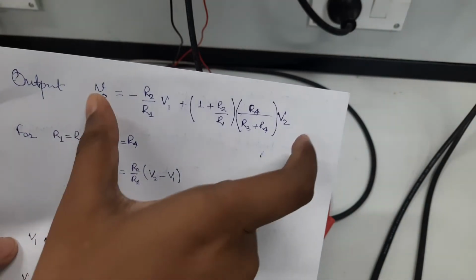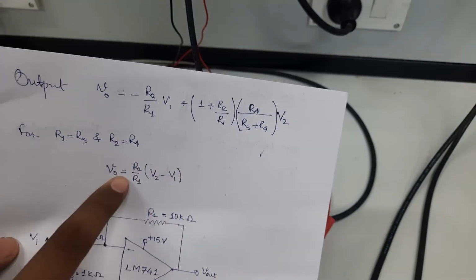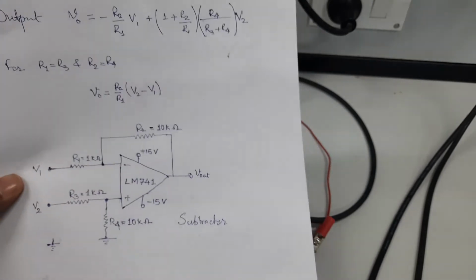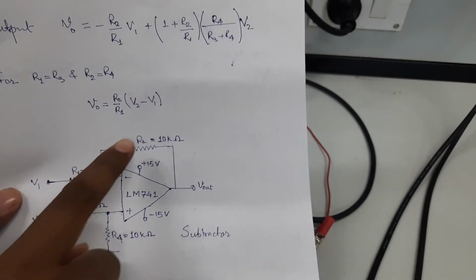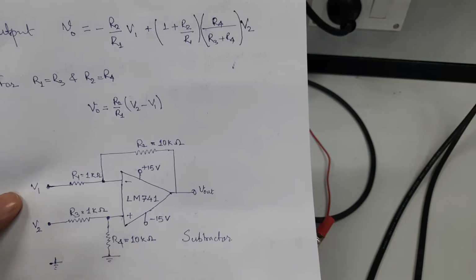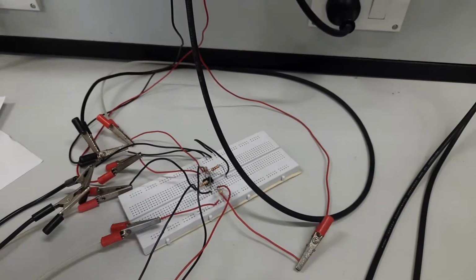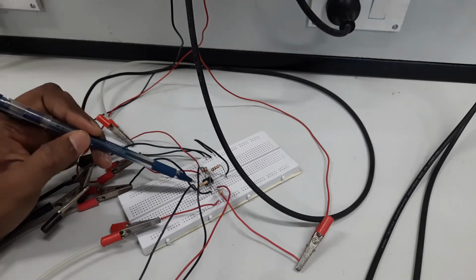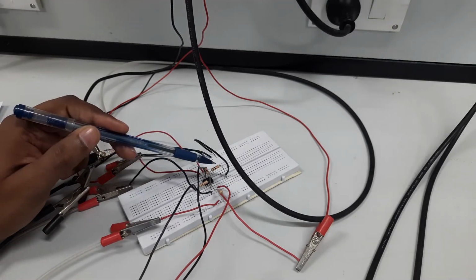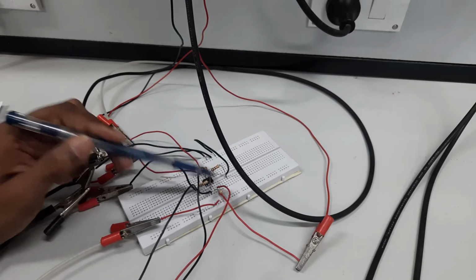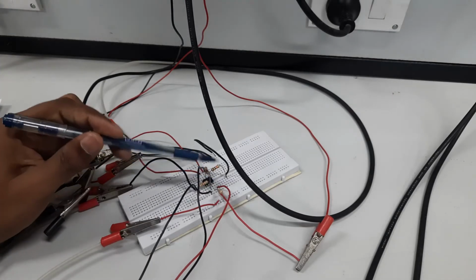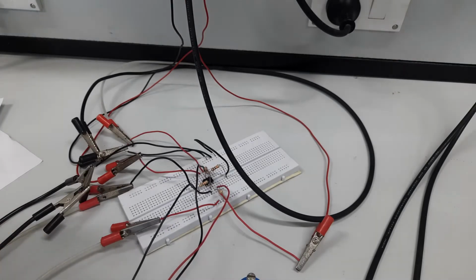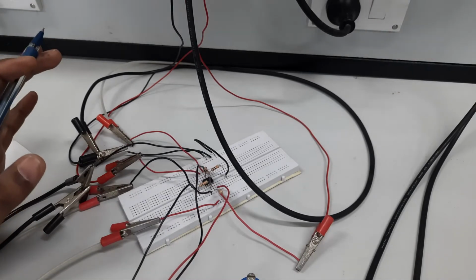For the output voltage, it now becomes Vout equal to R2 over R1 times (V2 minus V1). So I connected 1 kilo ohm, 10 kilo ohm, 1 kilo ohm and 10 kilo ohm. Here you can see this is the feedback, R2, R1, and this is again R3 and R4, and the offset is already done. So the circuit is actually connected.